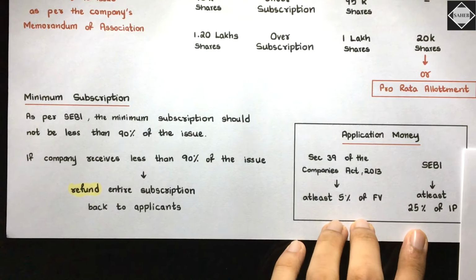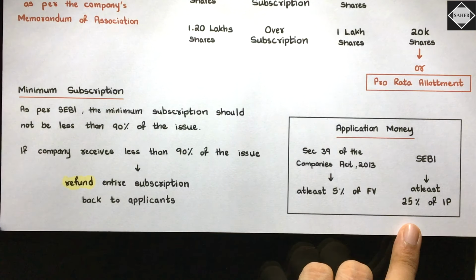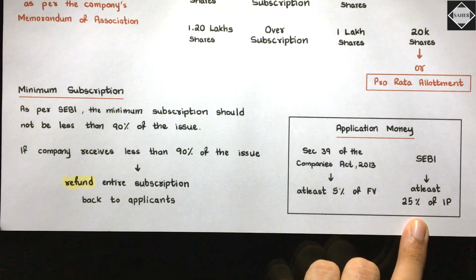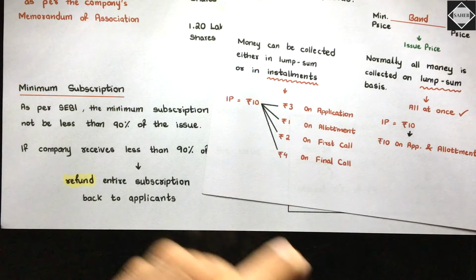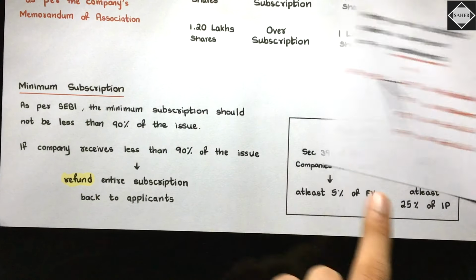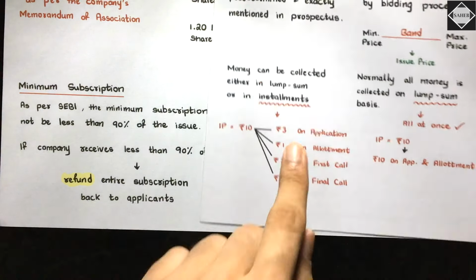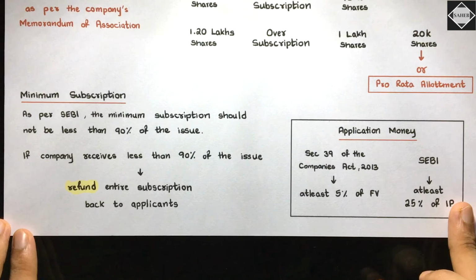SEBI also says that application money should be at least 25% of the issue price. Issue price is 10. So it's saying it should be at least 25%, which is 2.5. So is rupees 3 okay or not? Is it satisfying these conditions? Yes, it is satisfying these conditions. So rupees 3 is okay. Is that clear? That's the restriction. Fine. So you understood this.